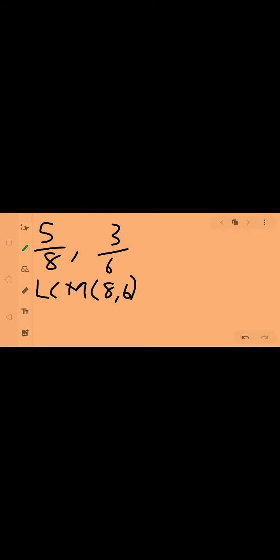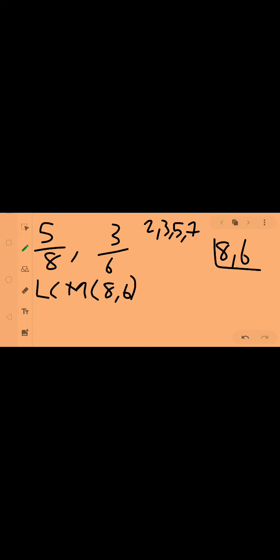So let's write this. The fractions are 5 by 8 and 3 by 6. Let's take the LCM of these denominators first, the LCM of 8 and 6. We write 8 and 6 and place a division symbol between them. Remember, while finding the LCM of two numbers, we use prime numbers. What are prime numbers? The numbers which have 1 and itself as factors. So 2, 3, 5, 7 and so on. These are the sequence of prime numbers.